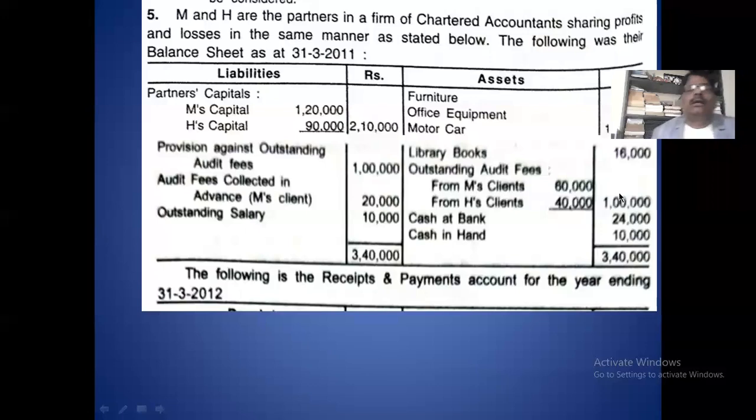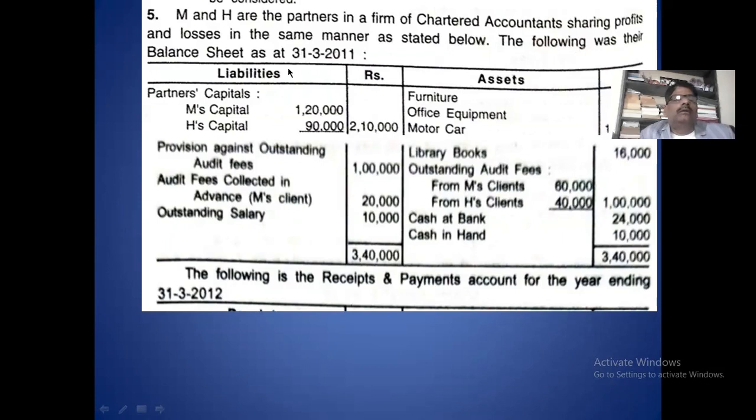Okay, now you see question number 5. In this question number 5, M and HR are partners in a firm of chartered accountants. They share profits and losses in the manner as stated below. That is how you share the profits and losses.